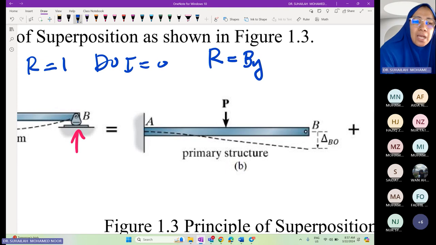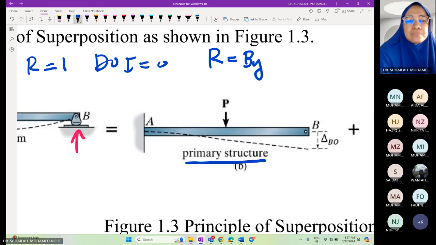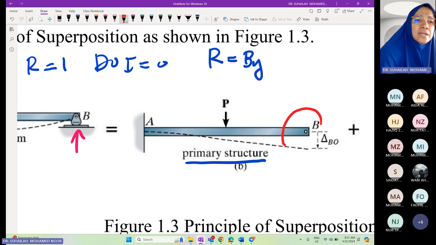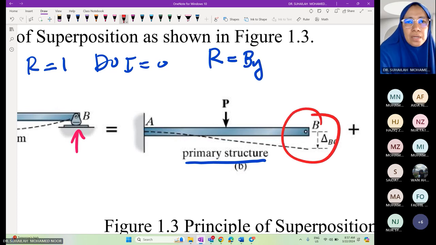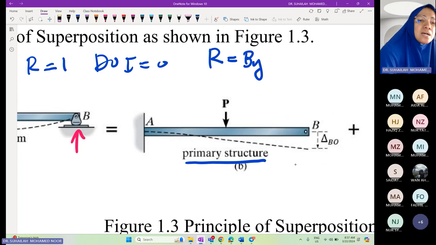Lepas remove BY, dia jadi primary structure. So nampak tak kat sini dah tak ada roller tu. Okay, dah tak ada roller. Okay, remember redundant is the problem, solve the problem.